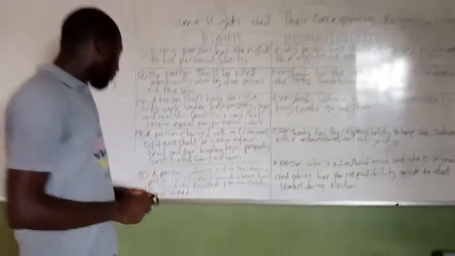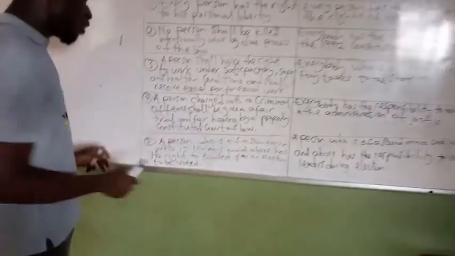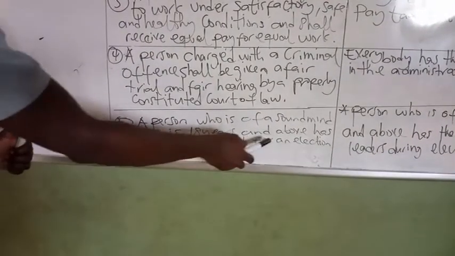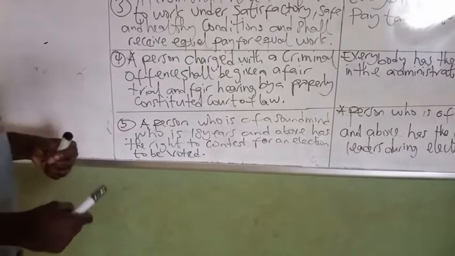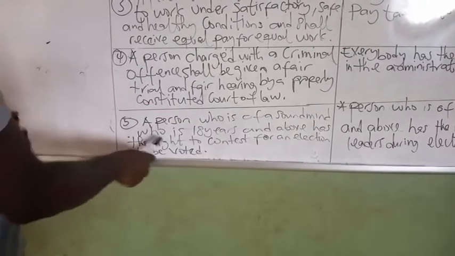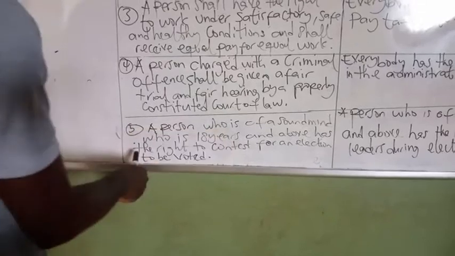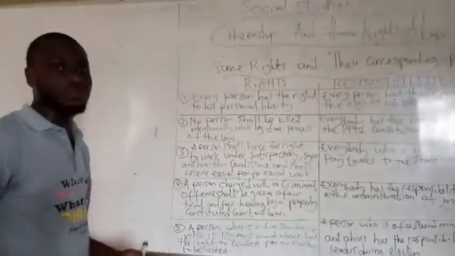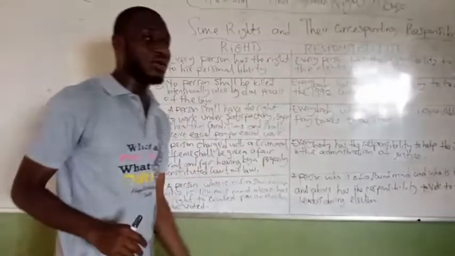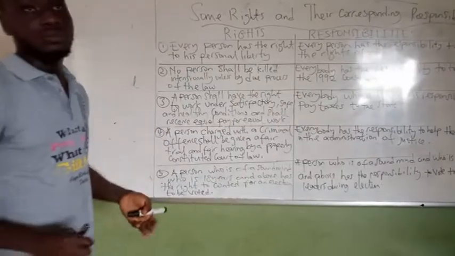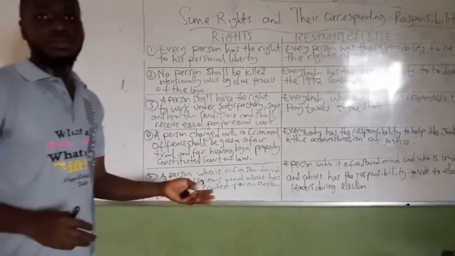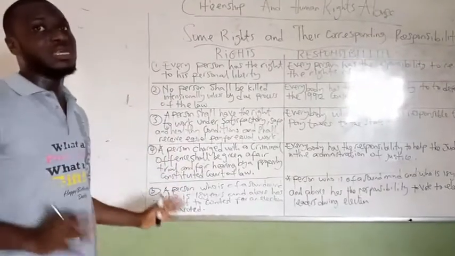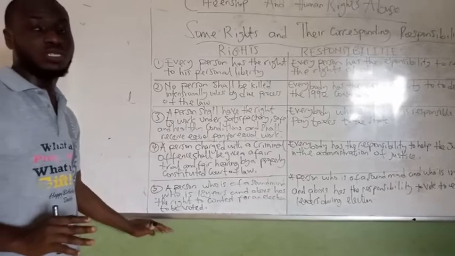So that's it. The last one: a person who is of a sound mind, who is 18 years and above, has the right to contest for an election to be voted. So if you are 18 years and above, you can be an assemblyman, you can be anything, if you only qualify per the standards or the criteria. If you have a sound mind, you can stand for that position or to be voted for.